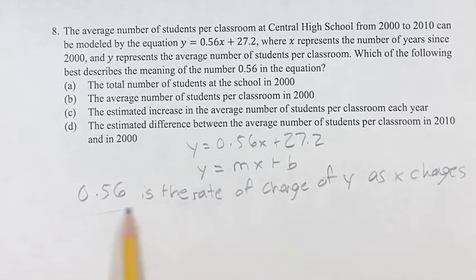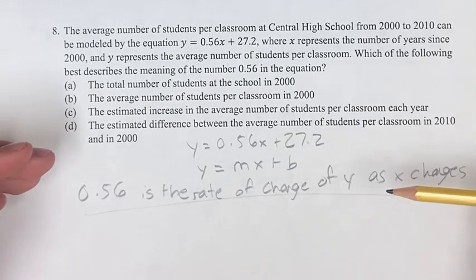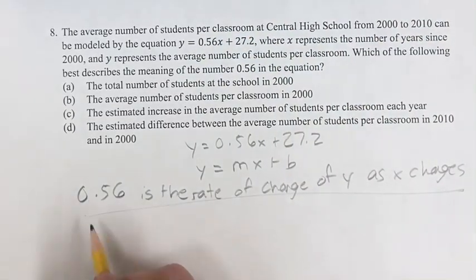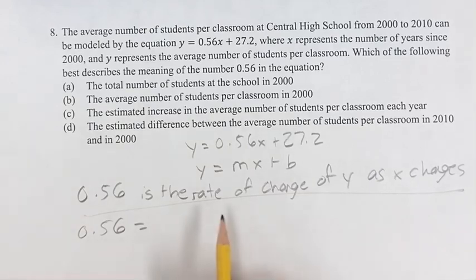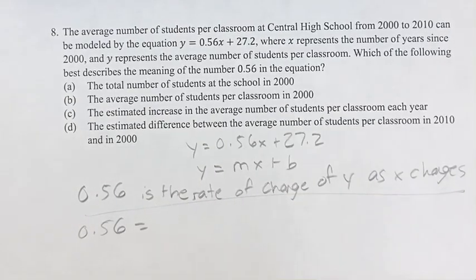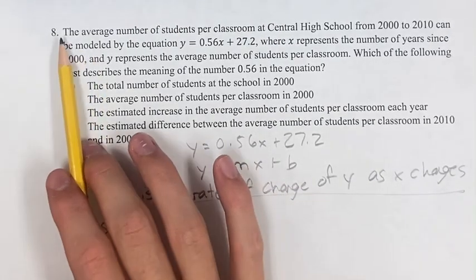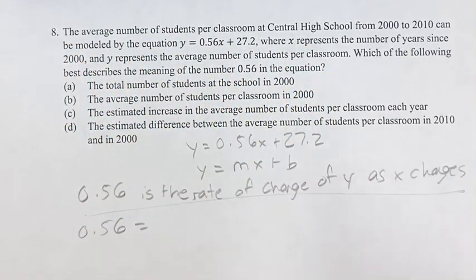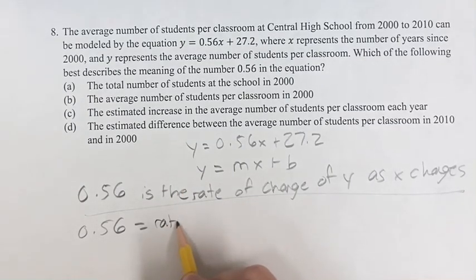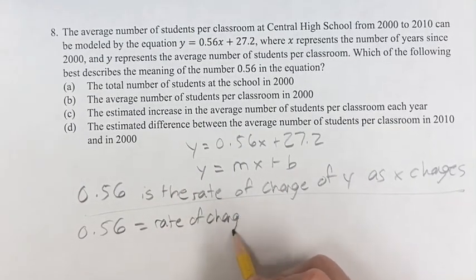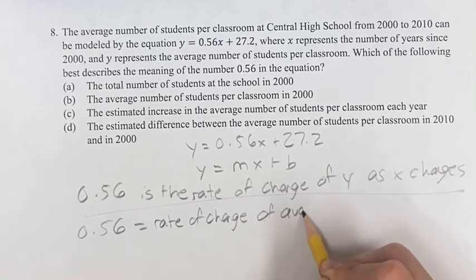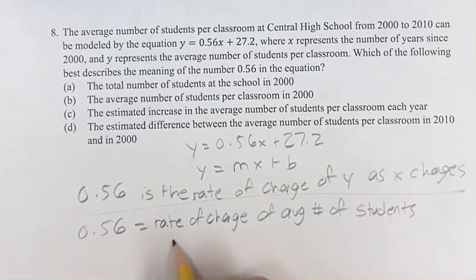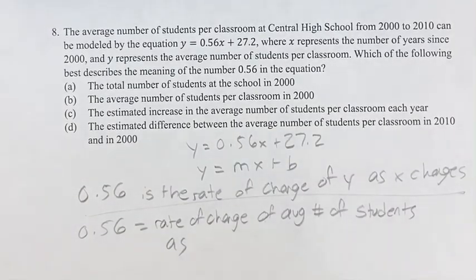Now, we can take this, and interpreting it through the information we're given about the situation is going to give us our final answer. So 0.56 equals the rate of change of y. Well, what is y? This is modeling the average number of students per classroom, where y is the average number of students per classroom. So it's the rate of change of the average number of students as x changes. What is x?